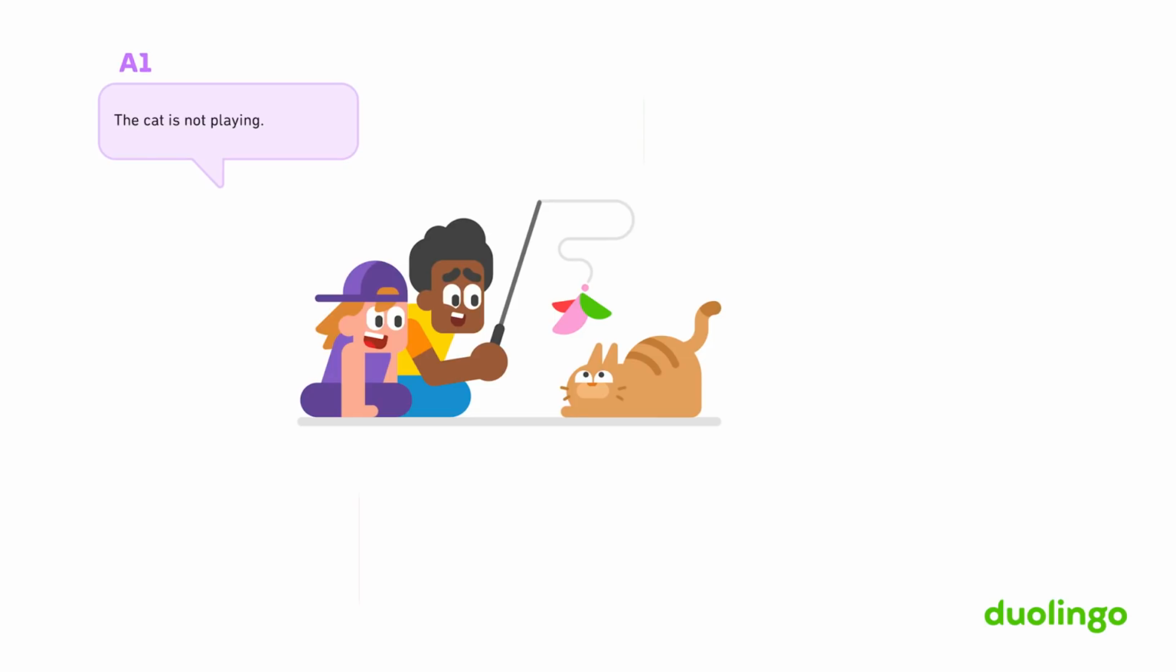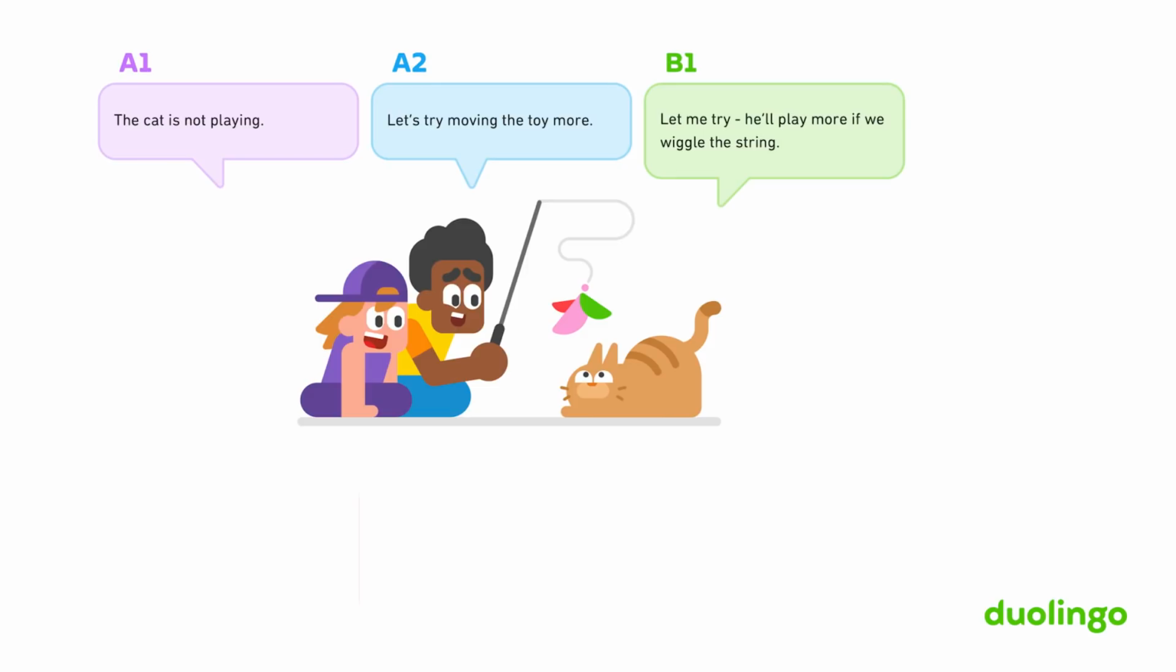At an A2 level, though, that same learner farther along in their journey might say, let's try moving the toy more. At a B1 level, we might hear, let me try. He'll play more if we wiggle the string. Of course, wiggle is a less frequent word, probably not showing up in early language learning textbooks.